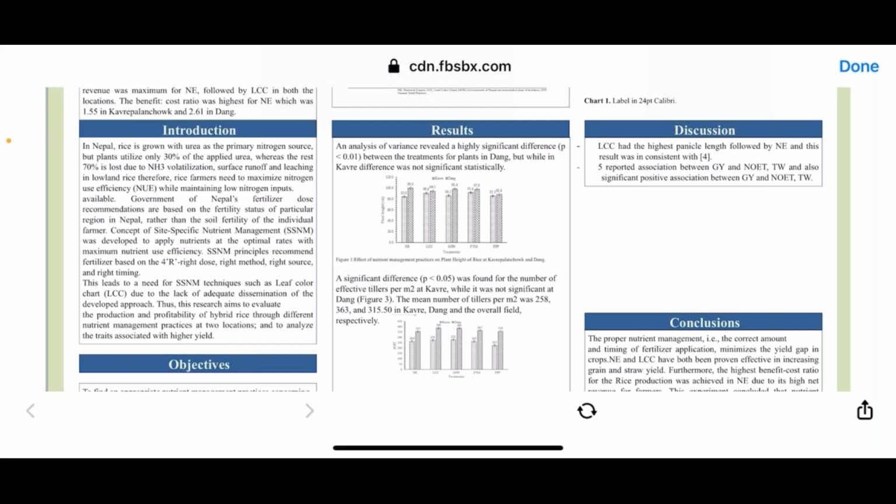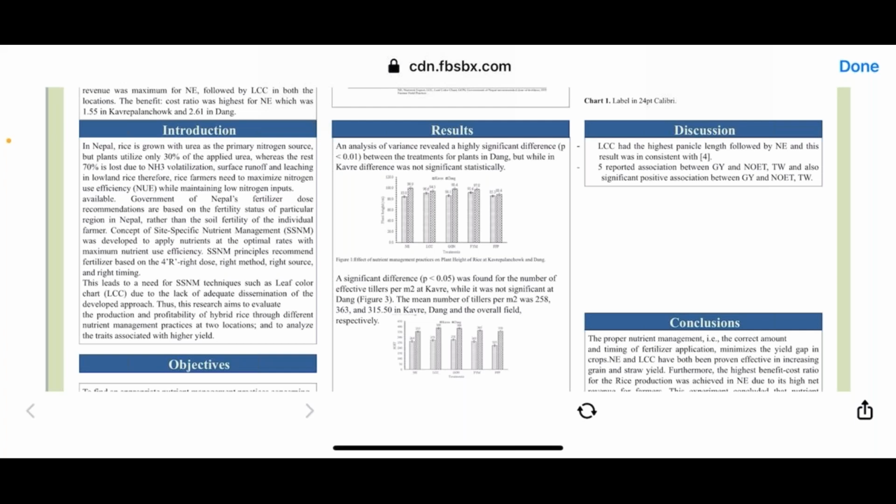In Kavre, the maximum test weight recorded was 17 gram in nutrient export, which was followed by leaf color chart, that is 16.5 gram, while the minimum test weight recorded was 14 gram in farm manure. Similarly, in Dang district, the maximum test weight recorded was 17 gram in farm manure and leaf color chart, while the minimum test weight recorded was 14 gram in farmer field practice.